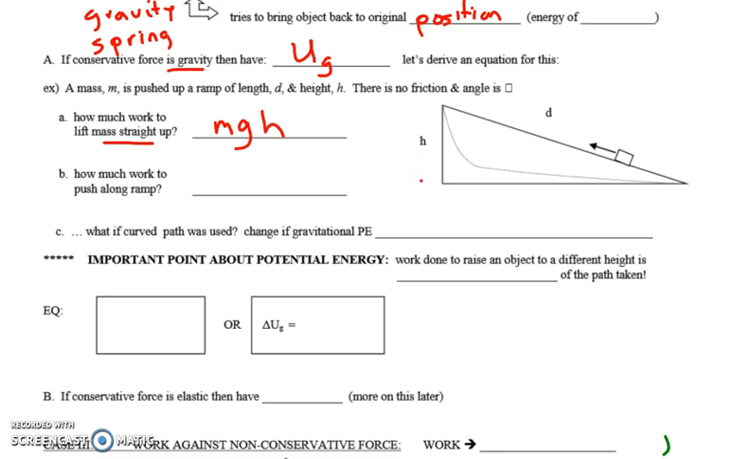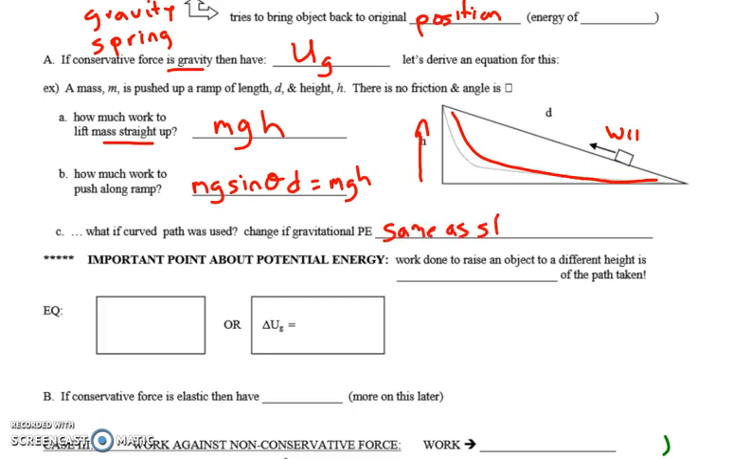If we lift something straight up, we get mgh. If we try to use a ramp, then the force we'd have to exert is W parallel, which would be mg sine theta, that's the parallel force, times the distance, and that we learned before is nothing more than mgh. And if we try to use this curved path, it turns out that the change in gravitational potential energy is the same as straight up.